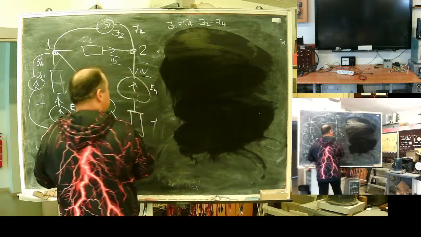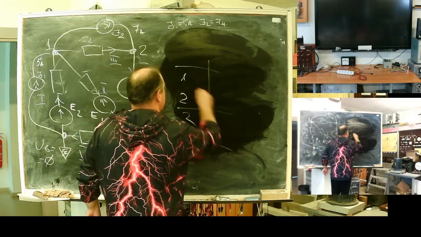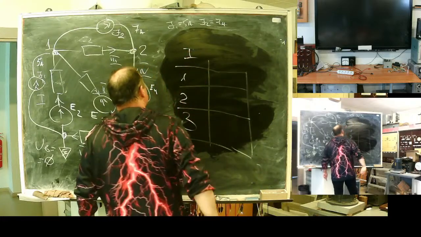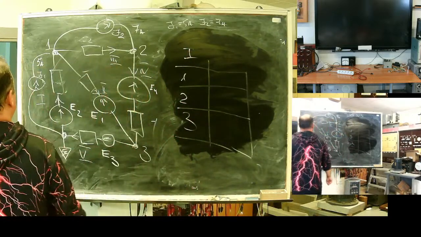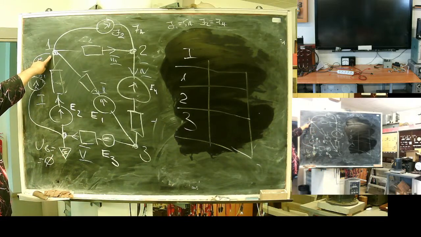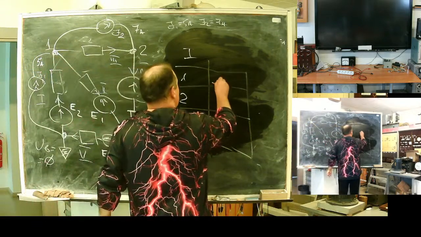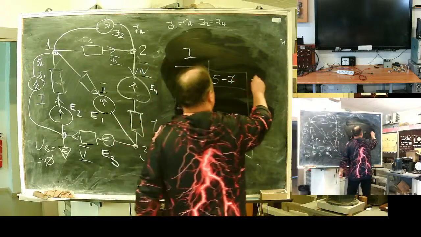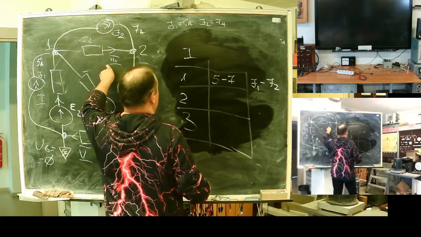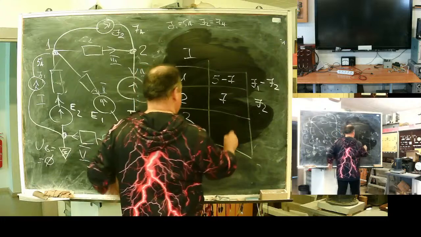So for my network, it will be easy. 1, 2, 3. Current sources. Node 1, what do we see? The first current source inflows, the second one outflows. So it will be 5 minus 7. Second node, inflow 7, and node 3, 0.